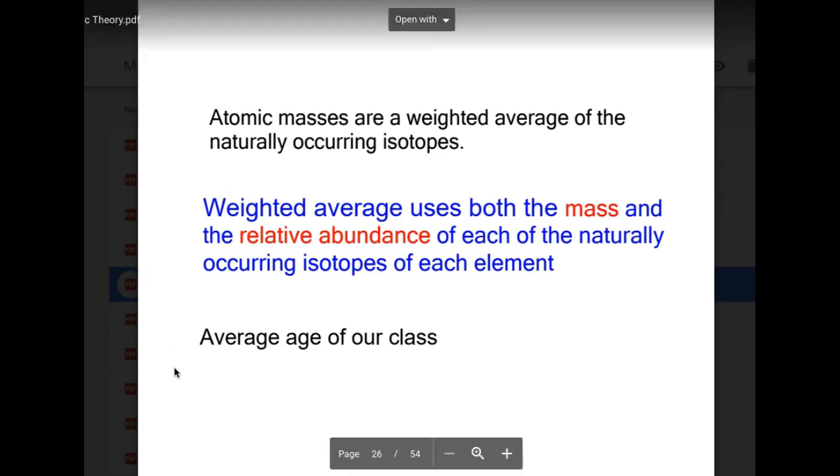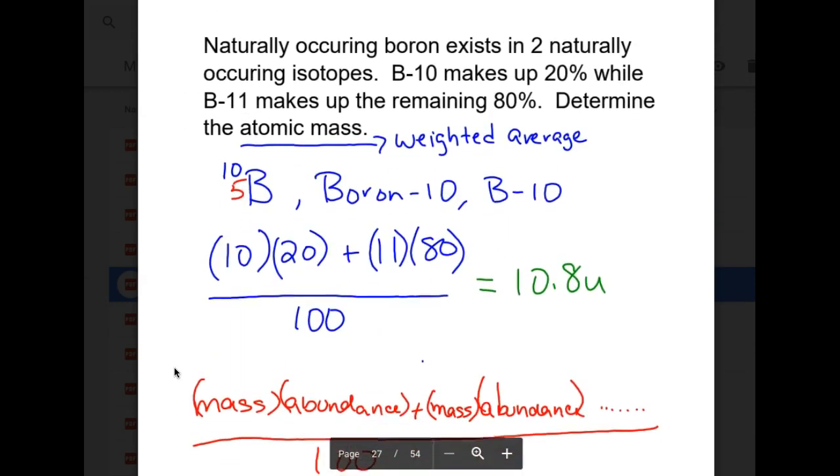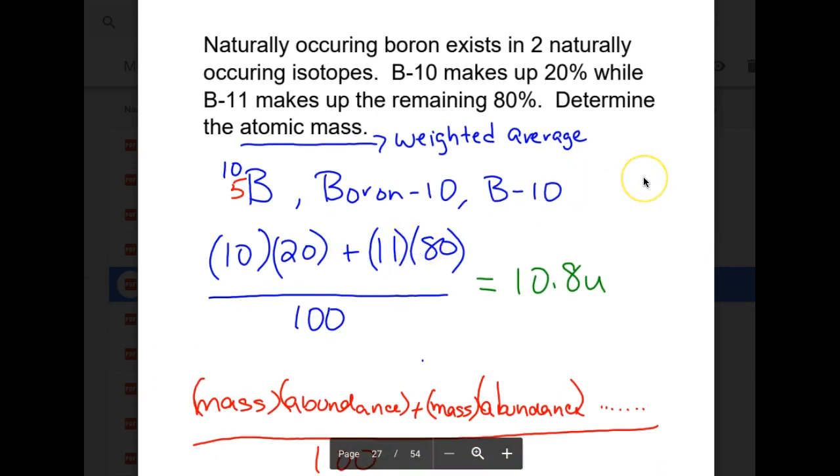Just a reminder that the atomic mass is actually the average atomic mass, and that's a special kind called the weighted average. And it's due to the relative abundance in naturally occurring isotopes. So that's definitional. And here's an example of a practice problem that you might encounter.